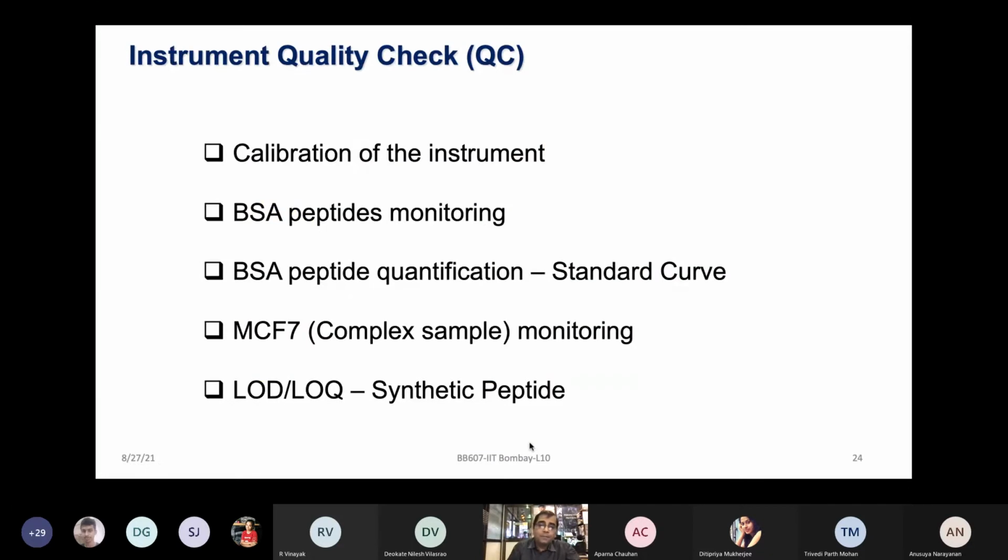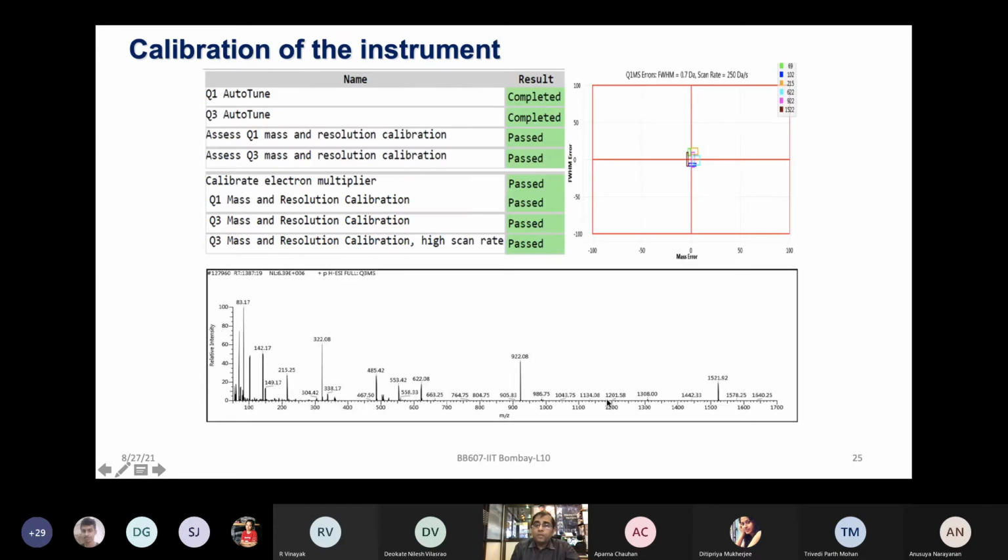So typically in a given experiment, when you want to do this type of targeted experiment, you first want to ensure your instrument is calibrated well. You are then looking at some standard peptides and standard proteins of interest, like BSA, for example. You want to make sure that is working well. MCF7, which is a complex cell lysate, you also want to look at some of those peptides. You want to take some chemically synthesized peptides known as synthetic peptides. You also want to look at their limit of detection or limit of quantification. These types of things are to be done for doing the QC check.